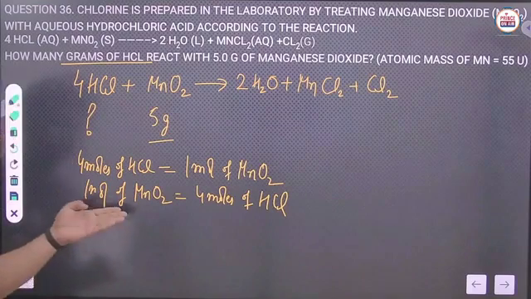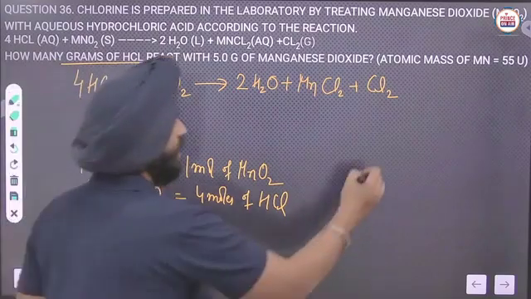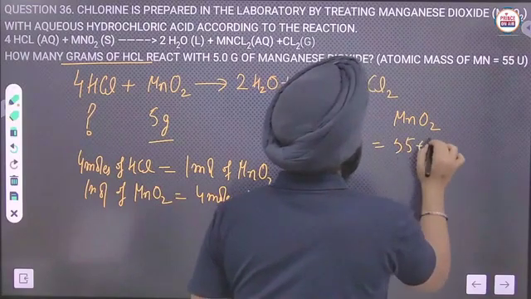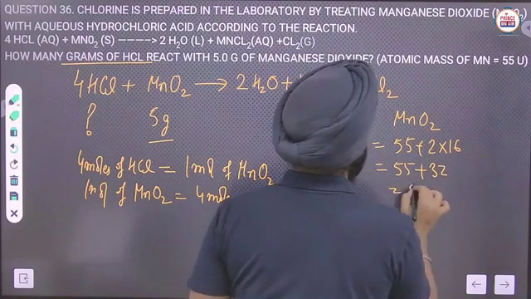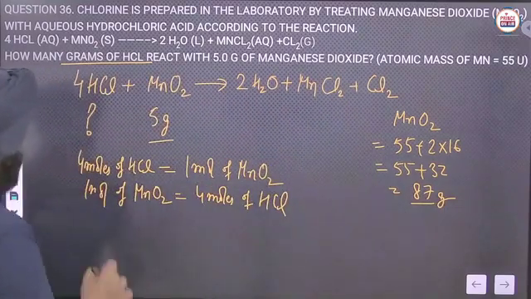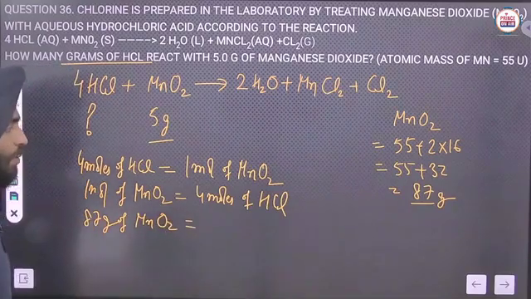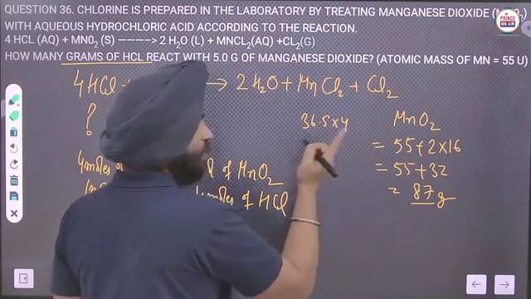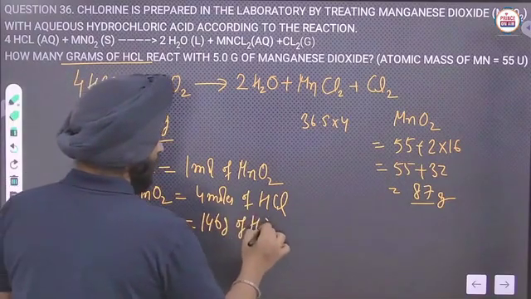In 1 mole, how much mass is there for MnO2? You have to calculate the molar mass here. So the molar mass of MnO2 is 55 plus 2 into 16. So 55 plus 32, it will be 87. So 87 gram of MnO2 reacts with HCl. HCl is 36.5 multiplied by 4, that is 73, 73 twos are 146. So 146 gram of HCl.